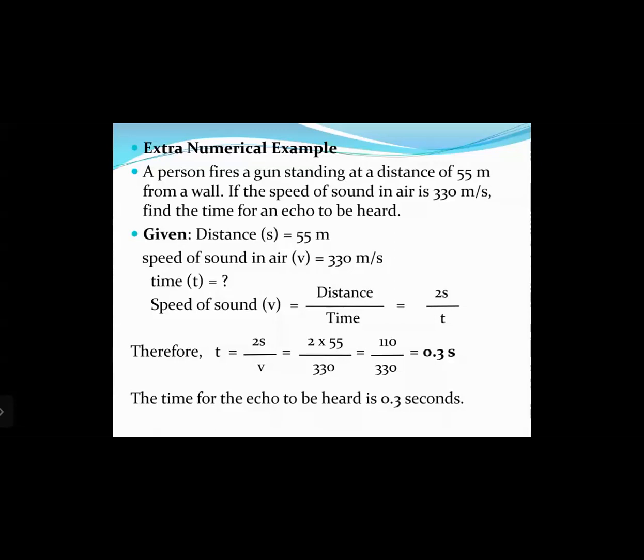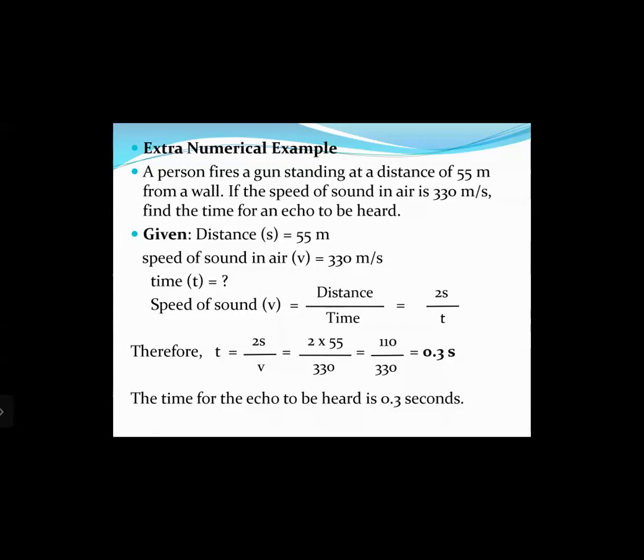Now, first things first. We have studied the concept of echo, and we know that the minimum distance between the person, that is the source of sound, and the reflecting surface should be 17.2 meters for us to hear an echo. In this case, the distance is 55 meters. So definitely we are going to get an echo, right? So let us see. Given is distance s is 55 meters. Speed of sound in air, that is v, equals 330 meters per second. And the time required is what we have to calculate, the time required for us to hear the echo.